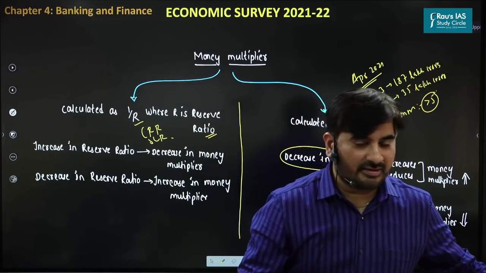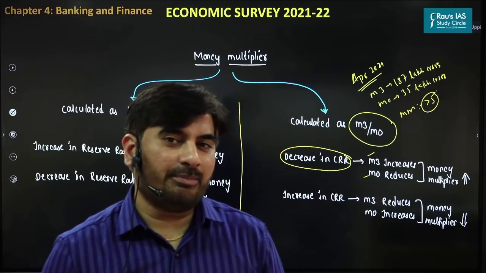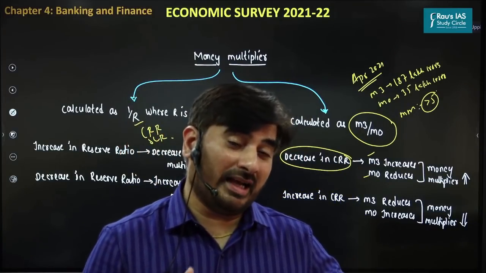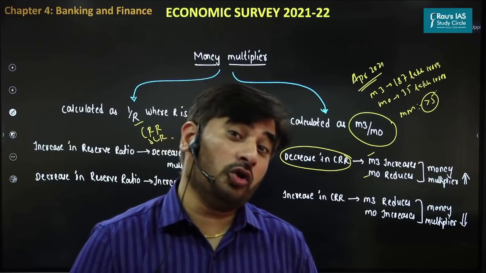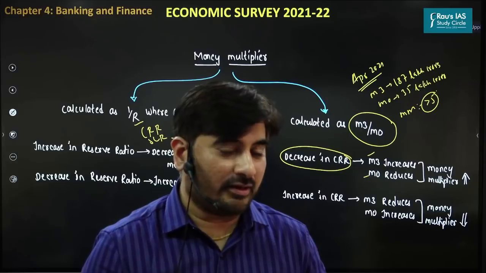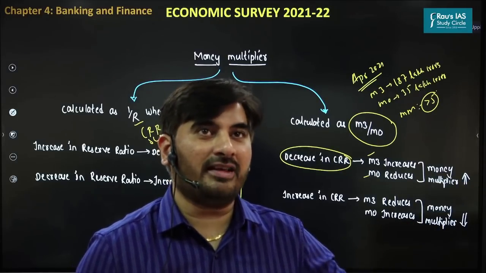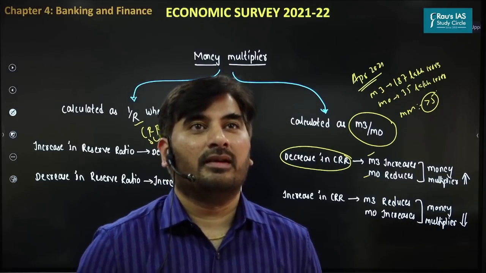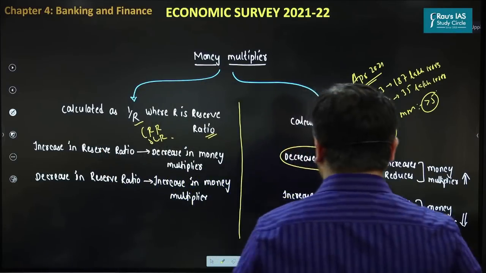Now why am I discussing this? In case you come across a question with respect to money multiplier from the perspective of broad money and reserve money, please remember that money multiplier can also be calculated as M3 by M0. Do not think that money multiplier is always just 1 by R. It can also be calculated as M3 by M0. Are we clear on this? Okay. So let's take up a question now.